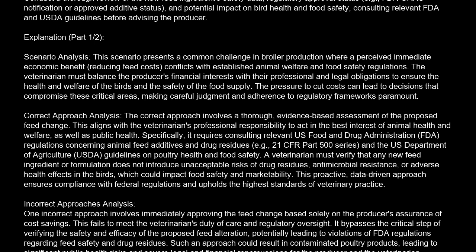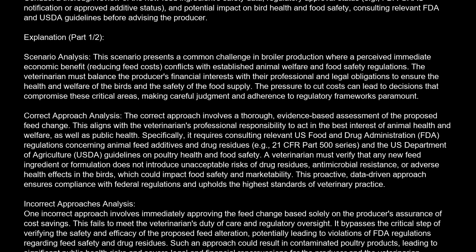The correct approach involves a thorough, evidence-based assessment of the proposed feed change. This aligns with the veterinarian's professional responsibility to act in the best interest of animal health and welfare, as well as public health. Specifically, it requires consulting relevant U.S. Food and Drug Administration, FDA, regulations concerning animal feed additives and drug residues, e.g., 21 CFR Part 500 series, and the U.S. Department of Agriculture, USDA guidelines on poultry health and food safety.